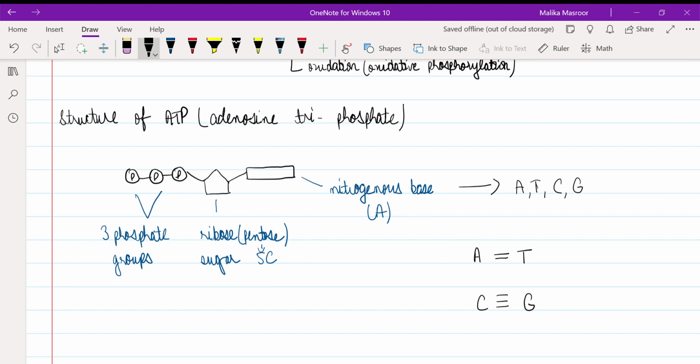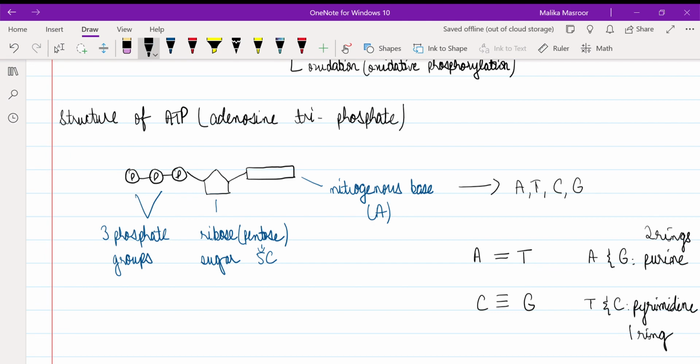Alright, now can you tell which one is a purine and which one is a pyrimidine? Adenine and guanine are purines, and thymine and cytosine are pyrimidines. Now alongside this, can you tell me what a purine is and what a pyrimidine is? Purine has 2 rings. Pyrimidine has 1 ring. Very good.